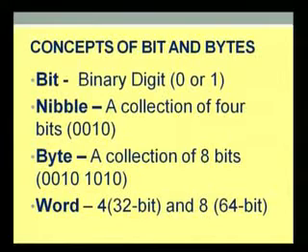Then the next word is nibble. So what is a nibble? A nibble is just a collection of 4 bits. When we combine 4 different bits, it is known as a nibble.